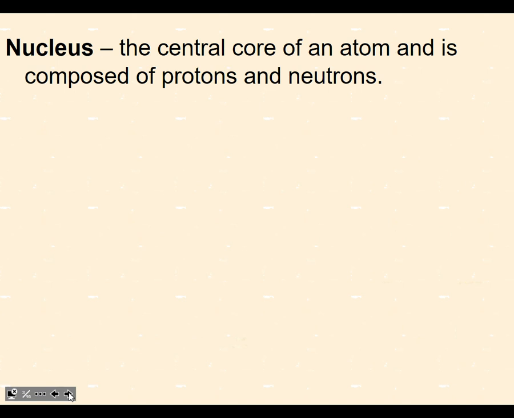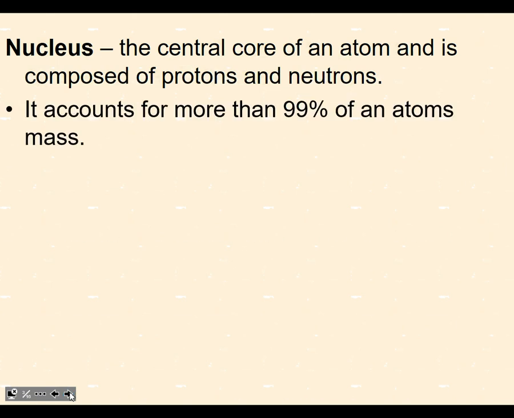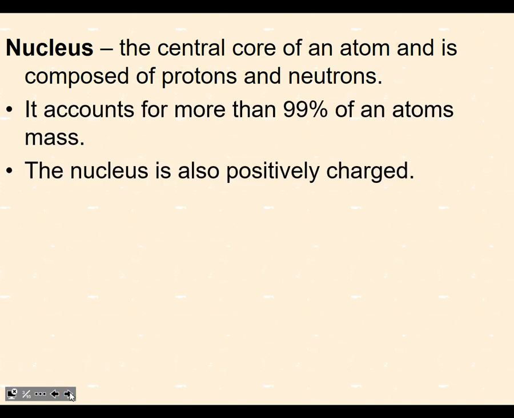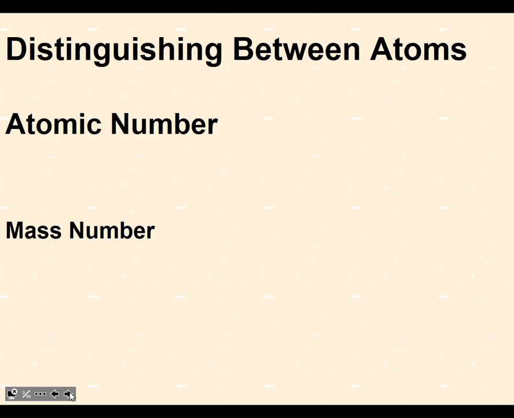Now, the nucleus is the central core of an atom, and it's composed of the protons and the neutrons. And because the protons and neutrons are inside the atom, they don't get to move around a whole lot. And so only the electrons, which are outside, and they're in things called energy levels or orbitals. And because the electrons are on the outside of the nucleus, they get to move around. But since the protons and the neutrons are in the nucleus, it is positively charged, and it also accounts for 99% of the mass of the atom.